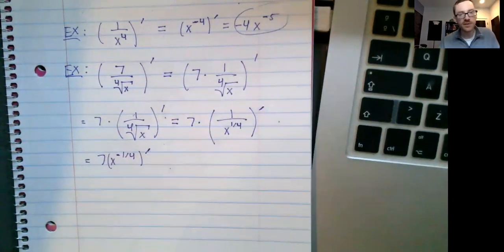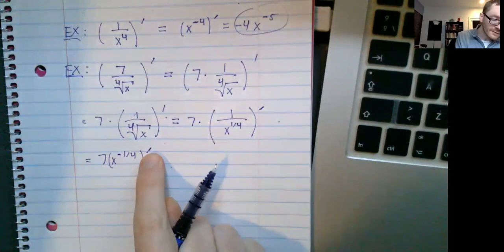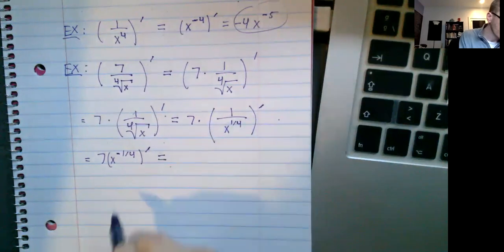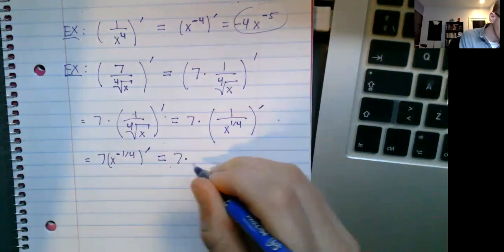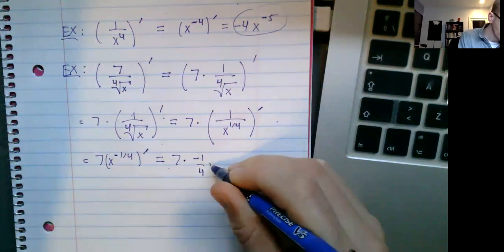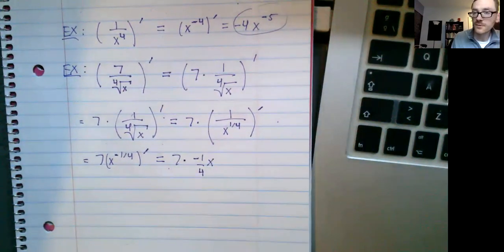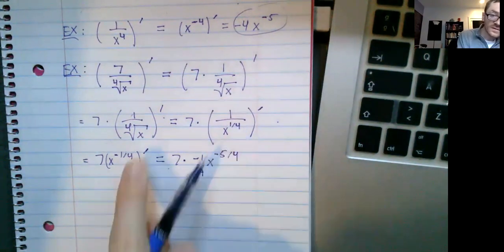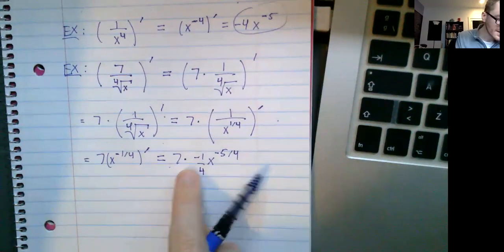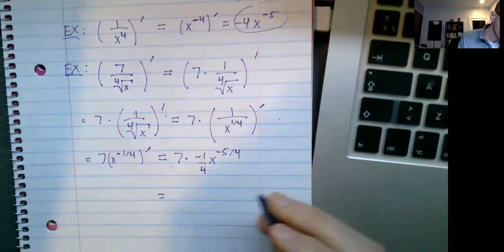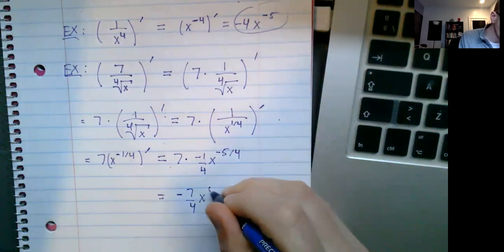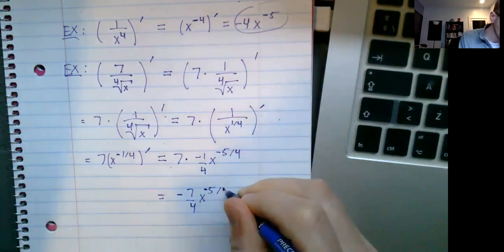And now finally, I'm in a position where I can use the power rule, right? Because I'm taking the derivative of a function that is of the form x raised to a number. So the power rule says that I bring the exponent down, so 7 times negative 1/4, and I subtract 1 from the exponent, negative 1/4 take away 1 is negative 5/4. And so this is the derivative, it just maybe needs to be cleaned up a little bit. 7 times negative 1/4 is the same thing as negative 7/4 x to the negative 5/4. Okay.